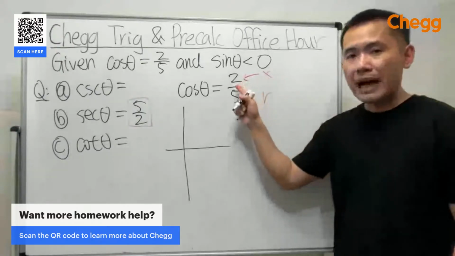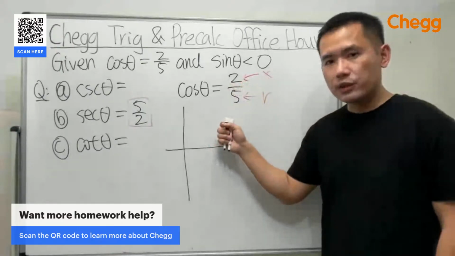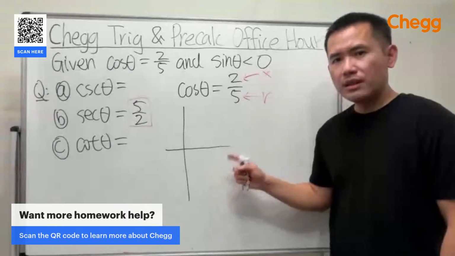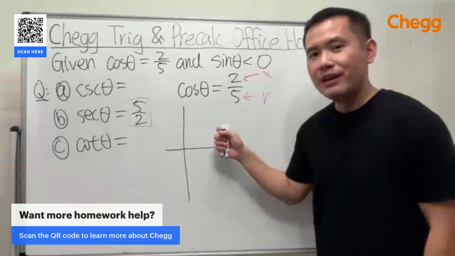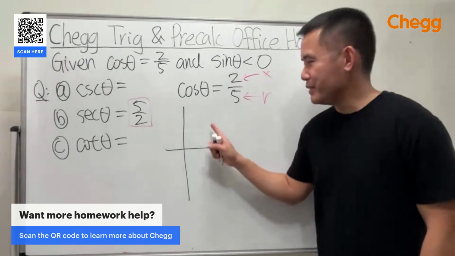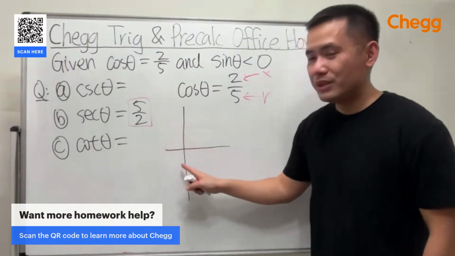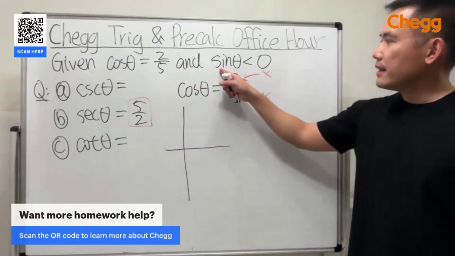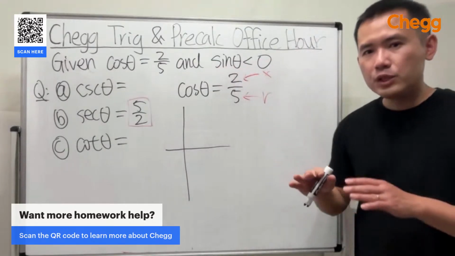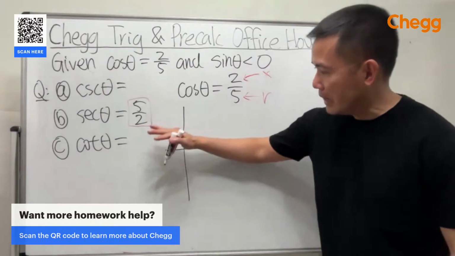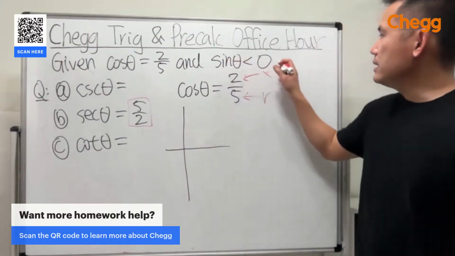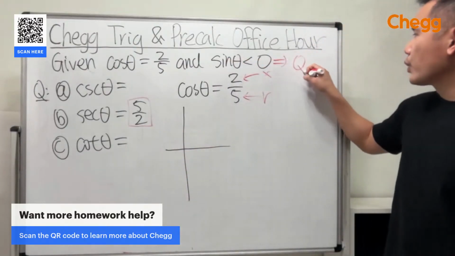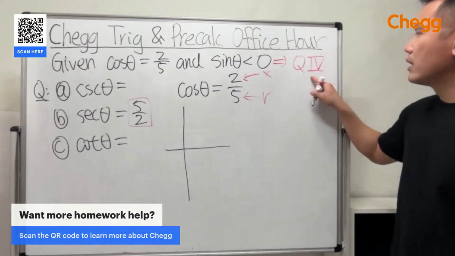We have to have positive x, so that means we're either in the first quadrant or the second quadrant. But, I'm sorry, I said it wrong. First quadrant or the fourth quadrant, because it goes like 1, 2, 3, 4. So this is the fourth quadrant. Here, sine theta is less than 0. That means we have negative y value, so we are below the x-axis. So this right here means we're in quadrant 4.